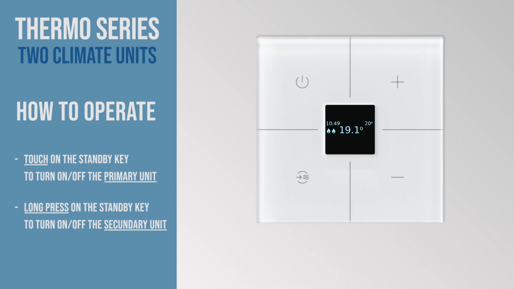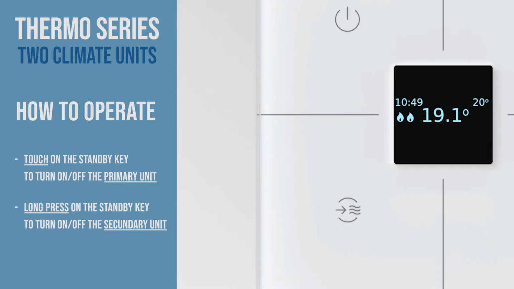Notice that when we turn on one unit, we can see one flame icon on the display. And when we turn on both units, we can see two flame icons on the display. The left icon corresponds to the primary unit, and the right icon corresponds to the secondary unit.